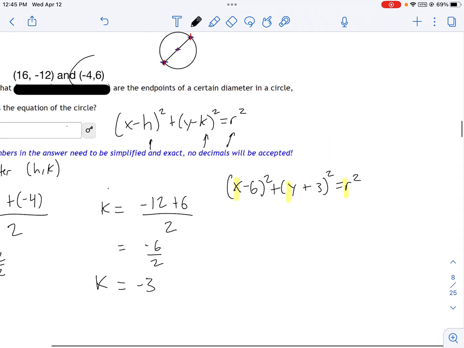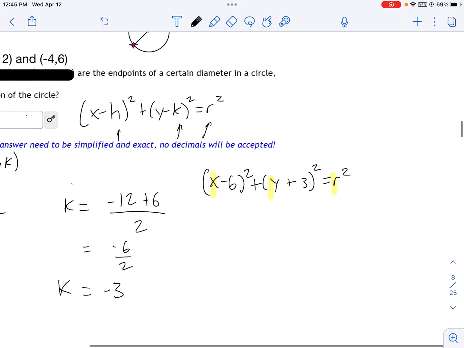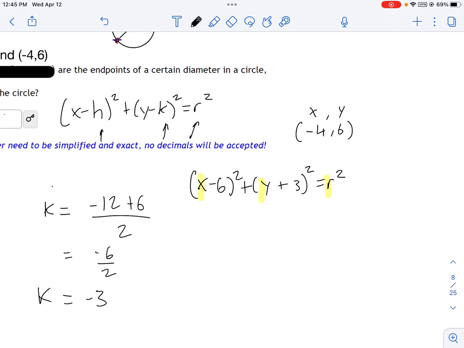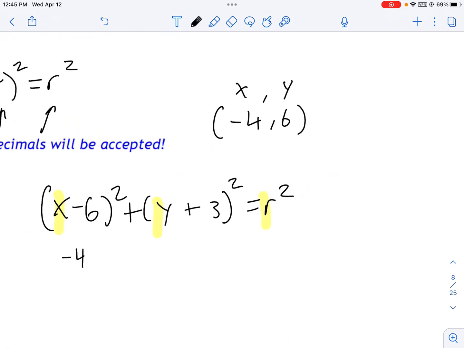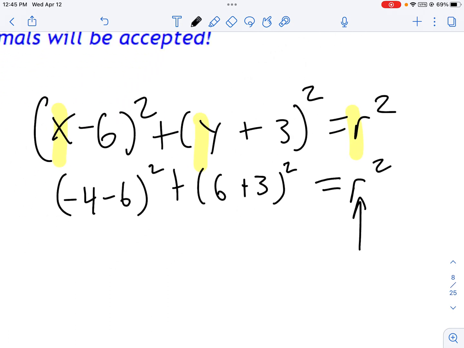I'm going to use (-4, 6). Could you use the other one? Heck yeah. Choose whichever point you want, but I'm going to use (-4, 6) because why the heck not. That's your x, y. So x is -4 and your y is 6, equals r^2. Then you notice that r is the only variable left. Solve for it.